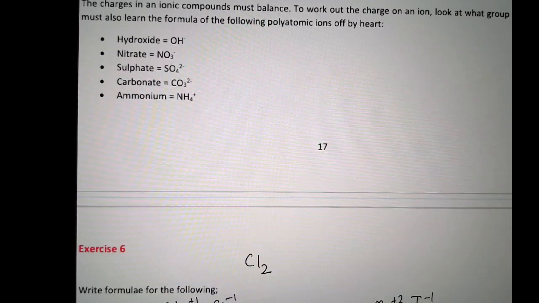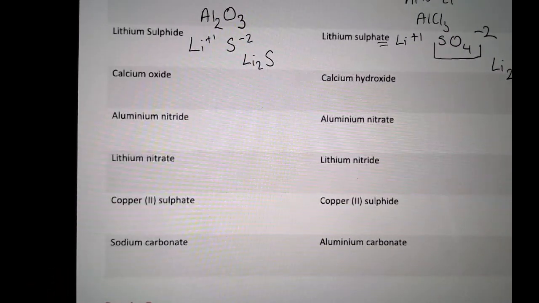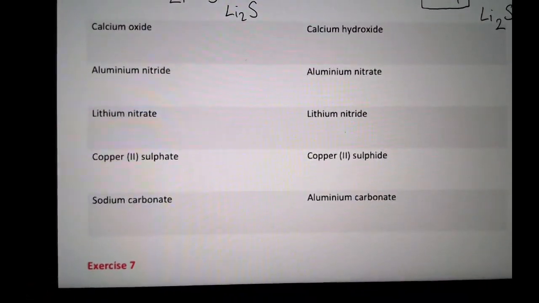And then ammonium, which comes from ammonia. Ammonia is NH3, ammonium is NH4+. And again, you just need to learn those off by heart. There's no way of working them out. So we'll come and do a few more examples.